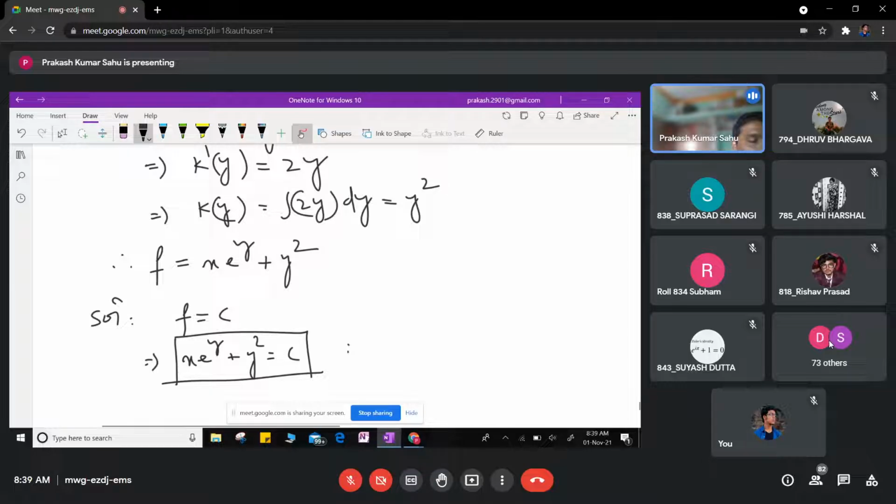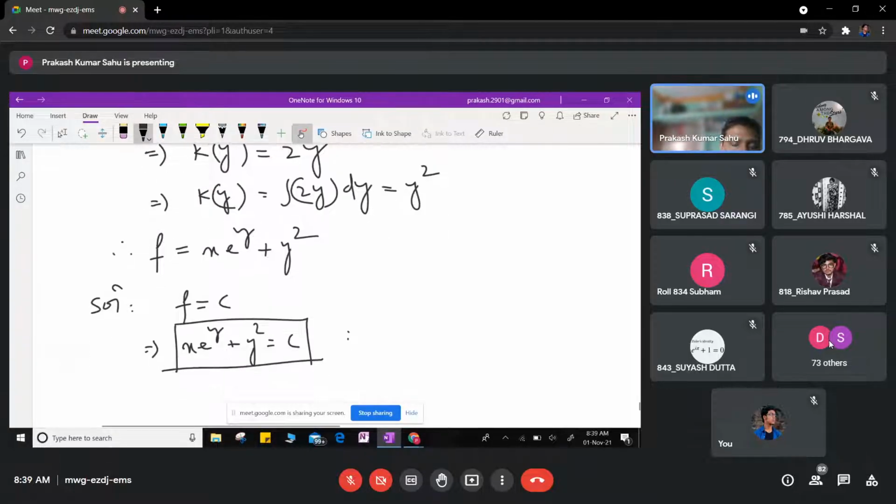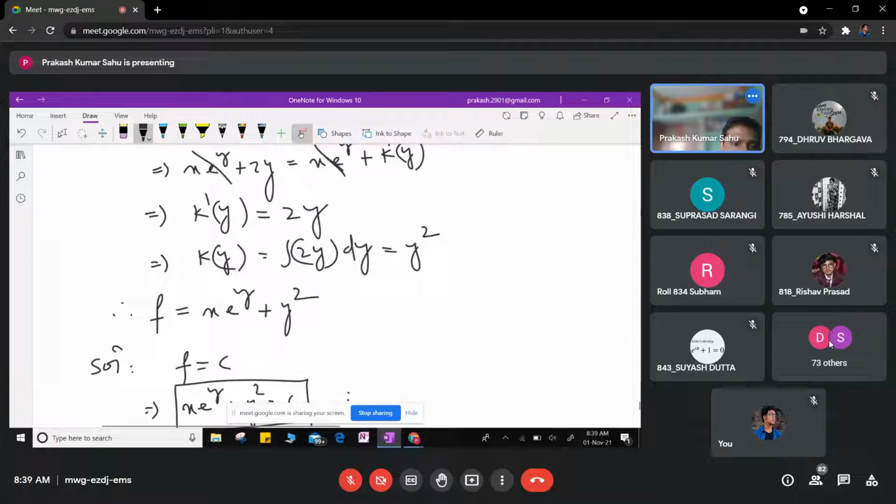Okay, this f is equal to c is the solution. That means x into e to the power y plus y square is equal to c. This is the solution. Understood? Yes, sir.